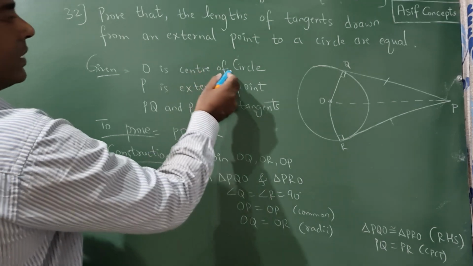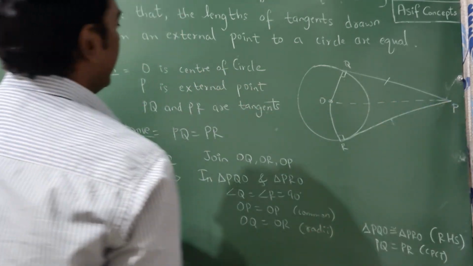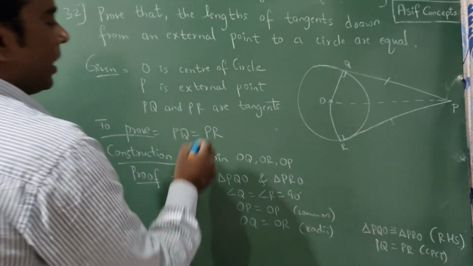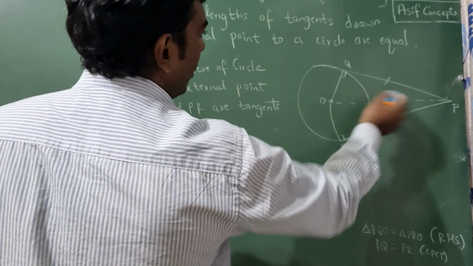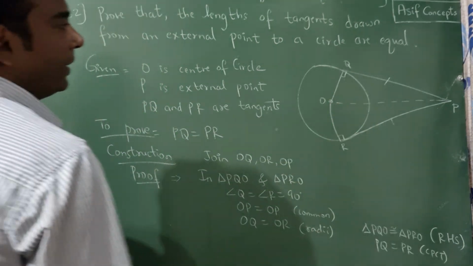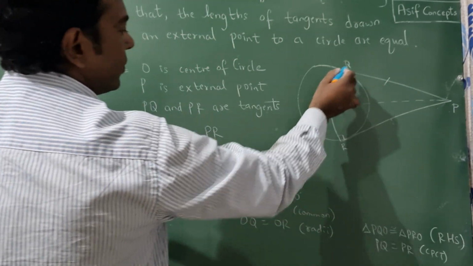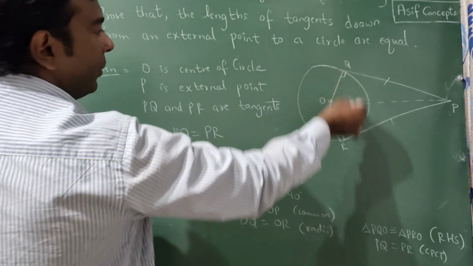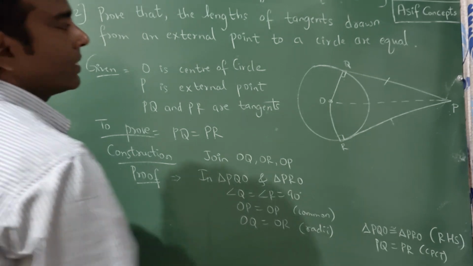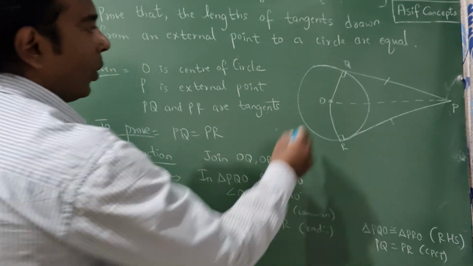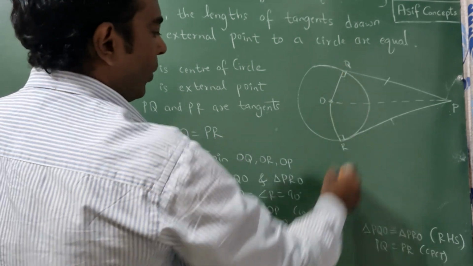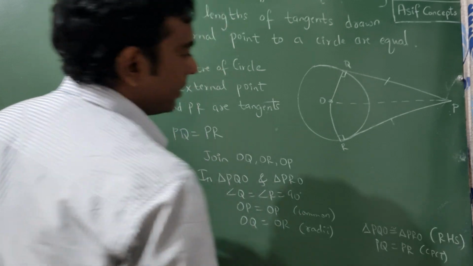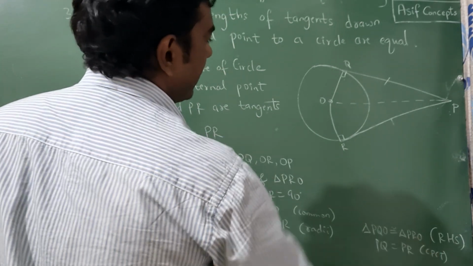Given: O is the center of a circle, P is the external point, PQ and PR are tangents. To prove: PQ and PR are equal. Construction: join OQ, OP and OR. In triangles PQO and PRO, angle Q and angle R are 90 degrees, since this is the radius and the tangent. OP is the common side, OQ and OR are radii. So these two triangles are congruent by the RHS theorem. So PQ is equal to PR by CPCT.